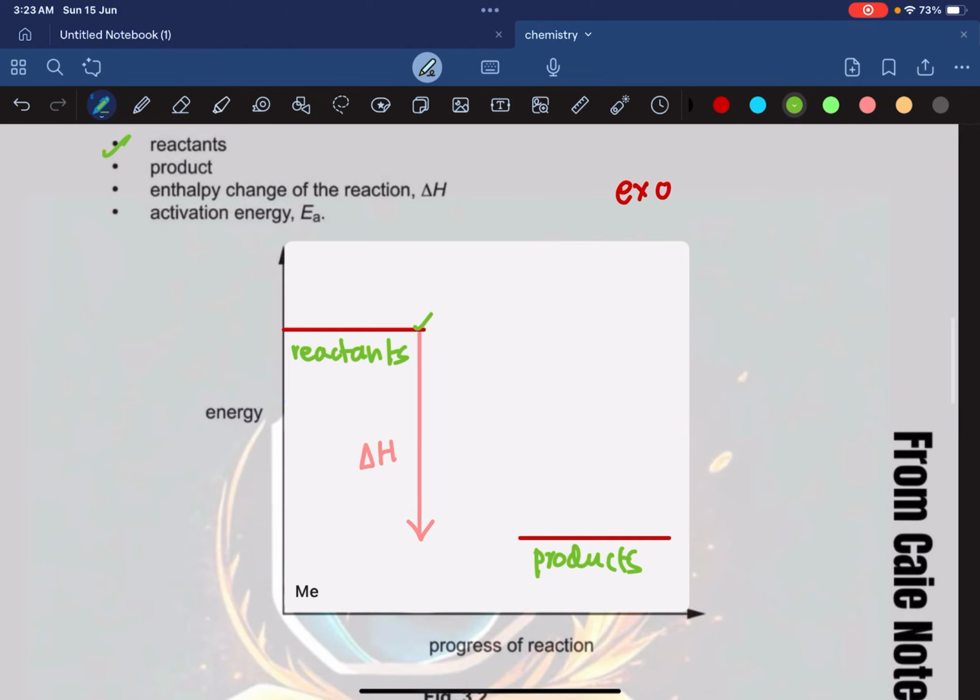It's going to be something like this, and for an exothermic reaction, it's from the reactants to the peak of the energy hump. So this is going to be EA. Okay, I hope that was easy. Moving on.